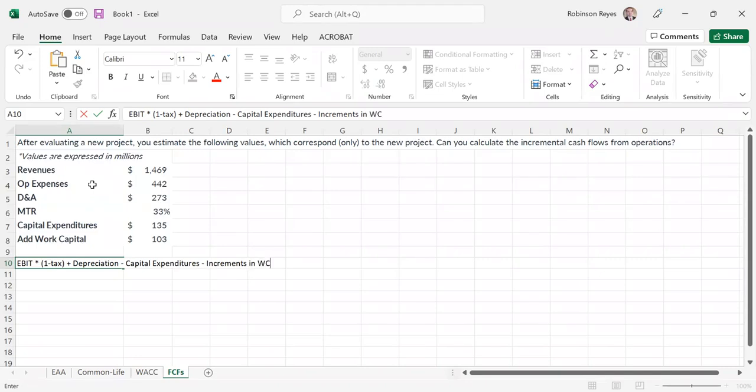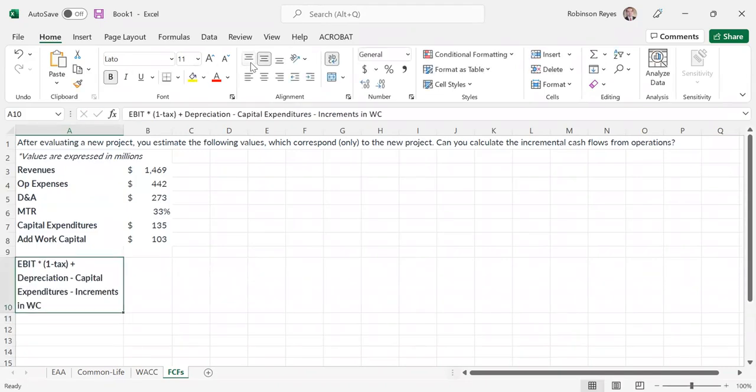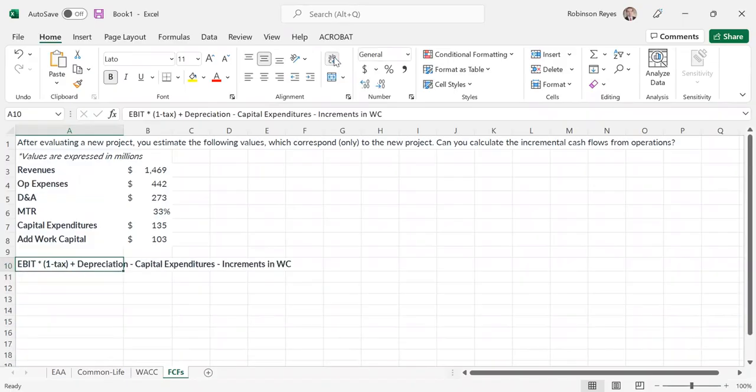in working capital. Why increments in working capital? Well, if you increase working capital, it means that you're increasing your current assets, which means you used cash to increment the current assets, or you are reducing your current liabilities, which means you are using cash for repayment of some current liabilities, right? So we just simply use this formula.